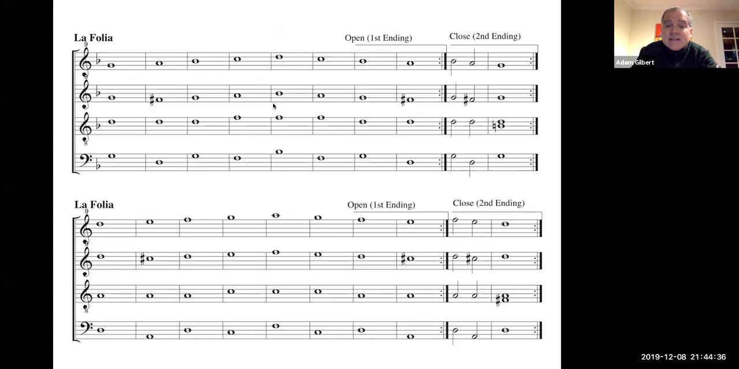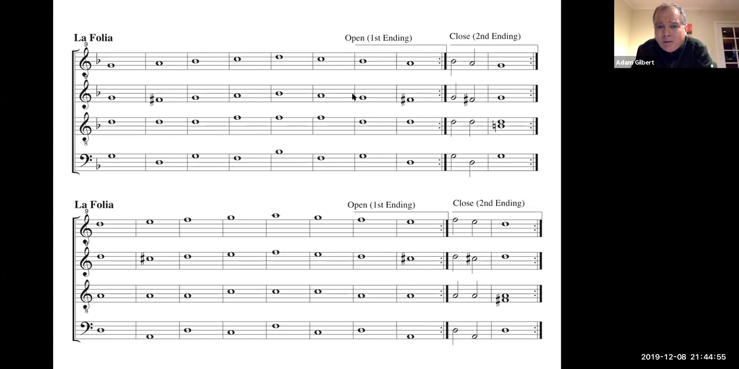Here's another cool thing about Folia. And if you notice when it goes up, it does the opposite.